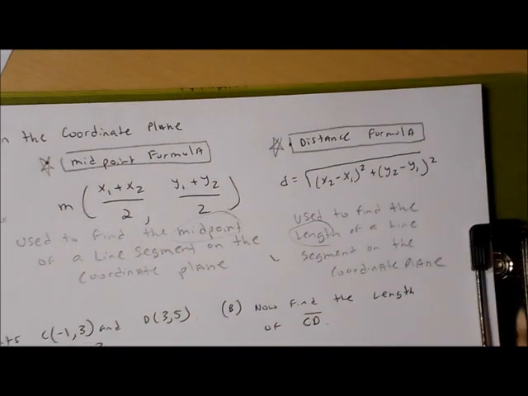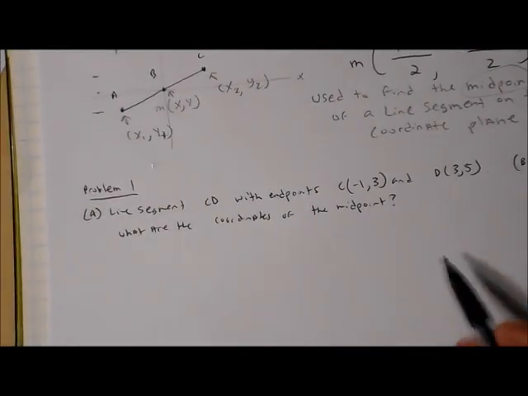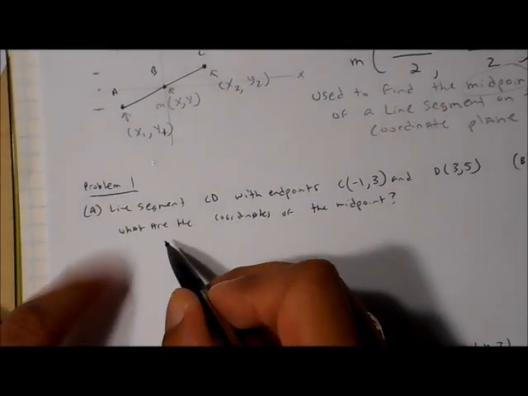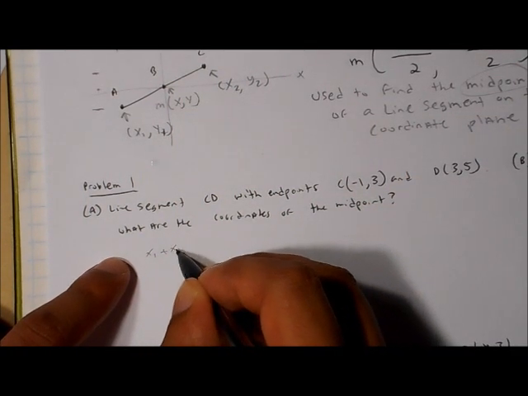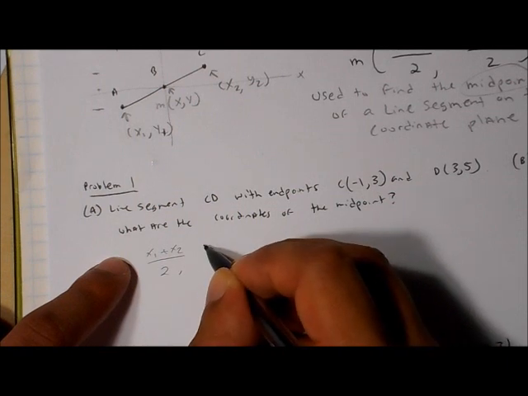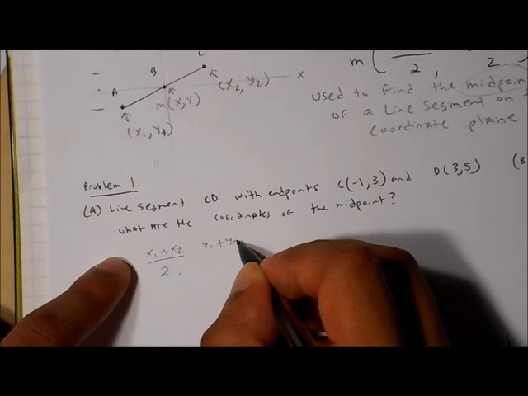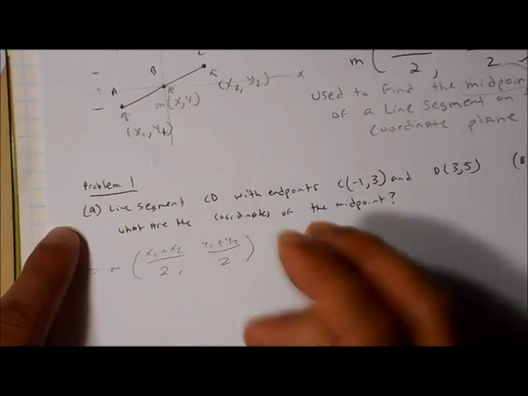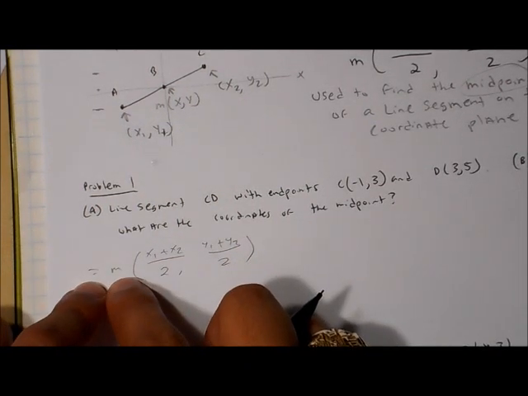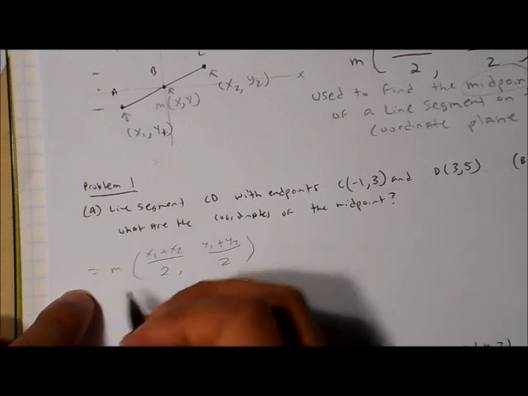Midpoint. Okay, so let's go ahead and start using it. For the midpoint, use x1 plus x2 divided by 2, y1 plus y2 divided by 2. These are going to be used to look for our midpoint. That M signifies that we're looking for the midpoint of our line segment.